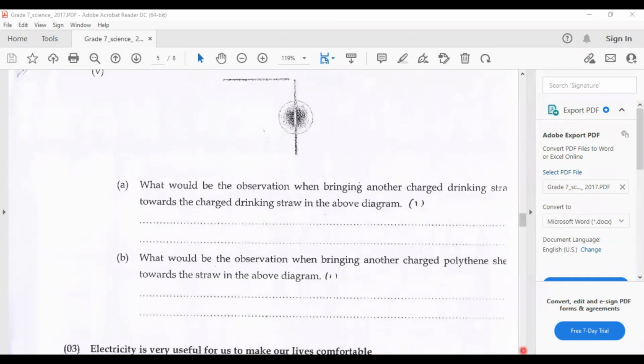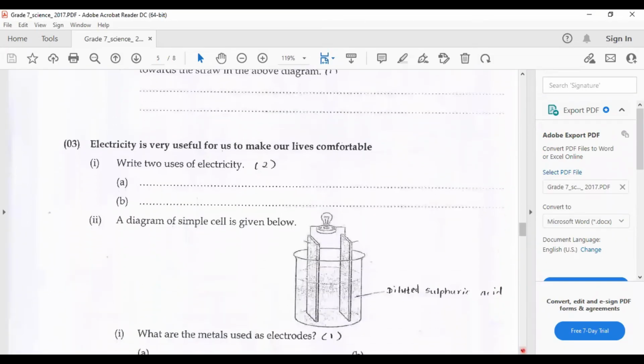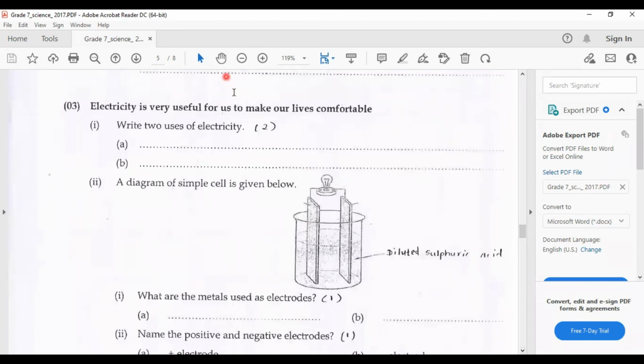Now the third question. Electricity is very useful for us to make our lives comfortable. Write two uses of electricity: to cook food and to light bulbs.